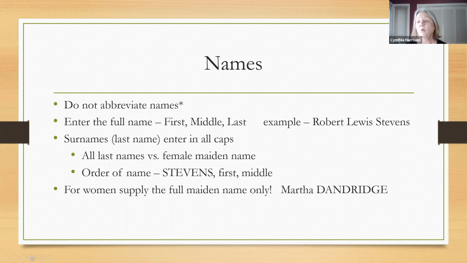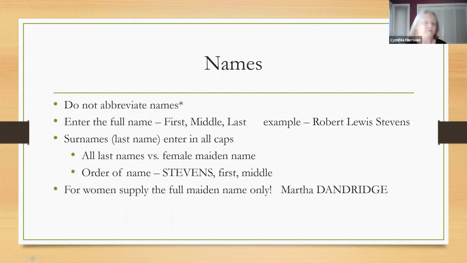You could also do the order of name, whether you do last, first, and middle, or whether you do first, middle, and last. It's just your preference. But once you start, stay with that, so that if you have someone that has, let's say, a last name of David, but someone else may have a first name of David, someone may not know if that's really their first or last name if you're not consistent with how you put the order for your names. So be consistent. And then, as I've already mentioned, the women supply the full name with their maiden name only.